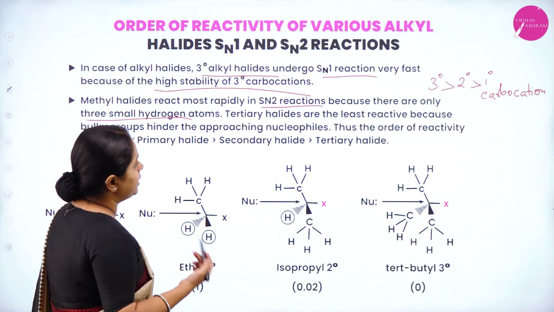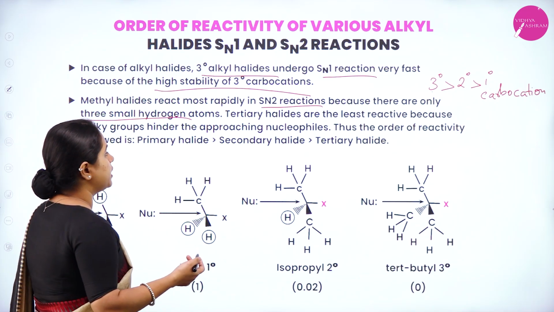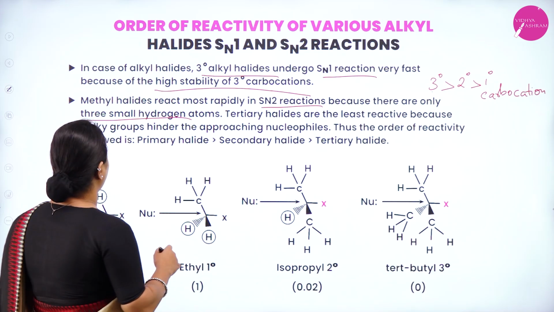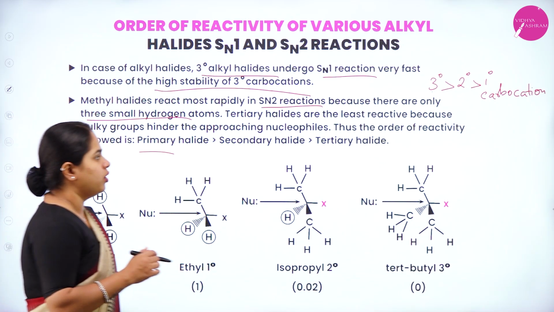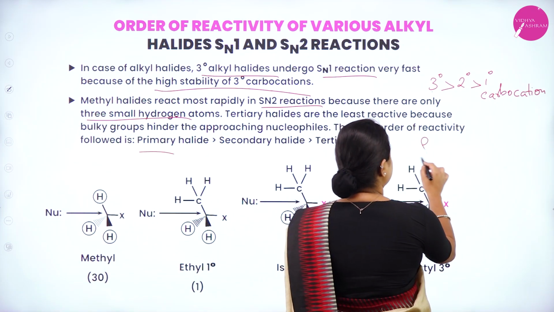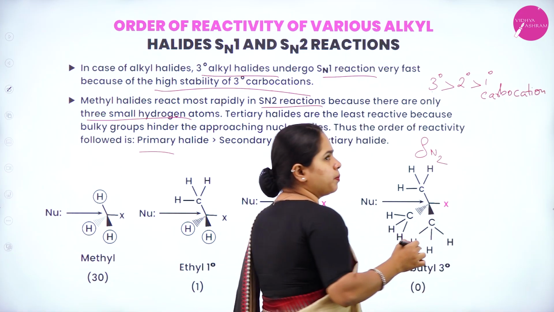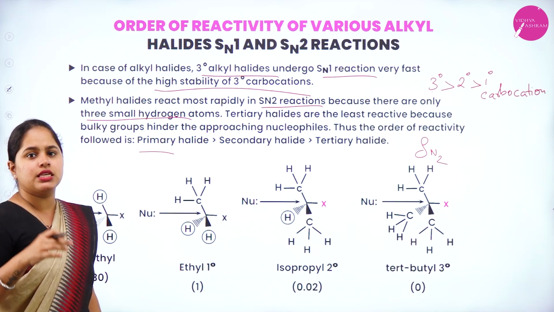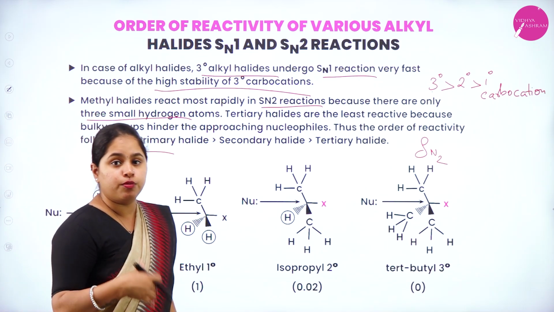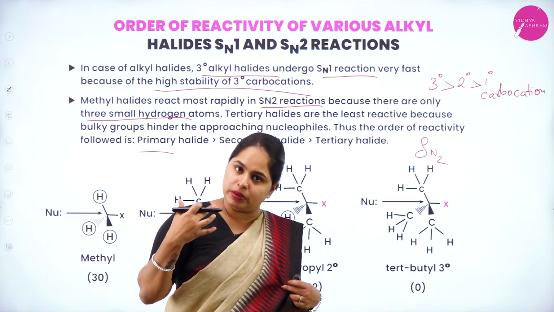Tertiary halides are the least reactive because bulky groups hinder the approaching nucleophiles. Thus, the order of reactivity will be the opposite in case of SN2. What we have discussed in SN2 is a single step process, right? There is no carbocation formed here. So, in that case, it is easy when the number of alkyl groups is less.